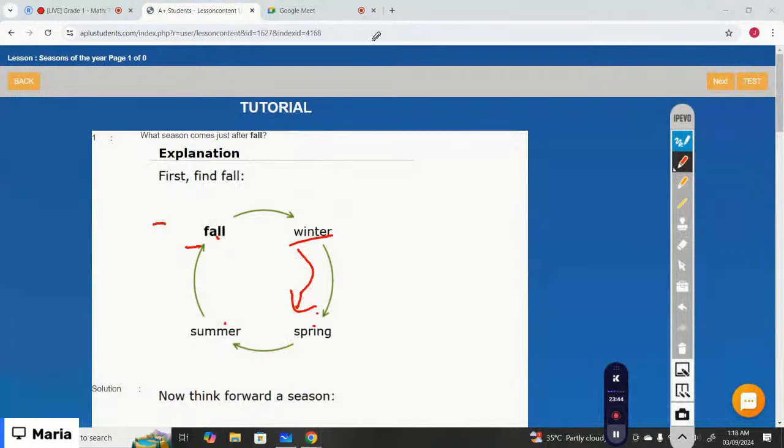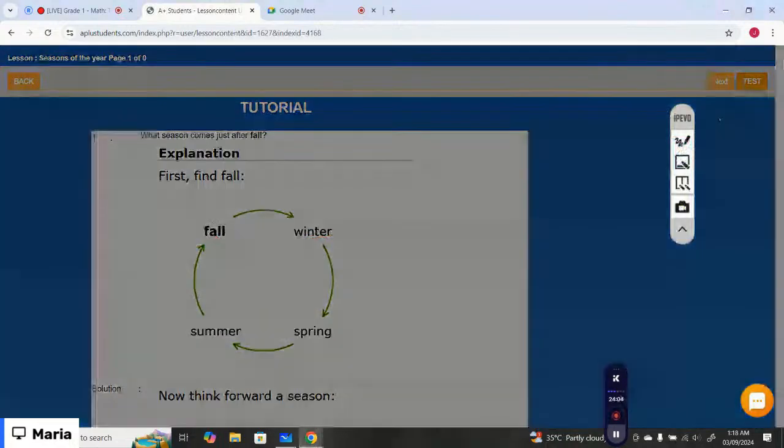Okay, so what season comes just after fall? So just after fall it is winter. You can keep this cycle in your mind. So after fall it is winter. The correct option is winter, right? Let's just start with the test questions.